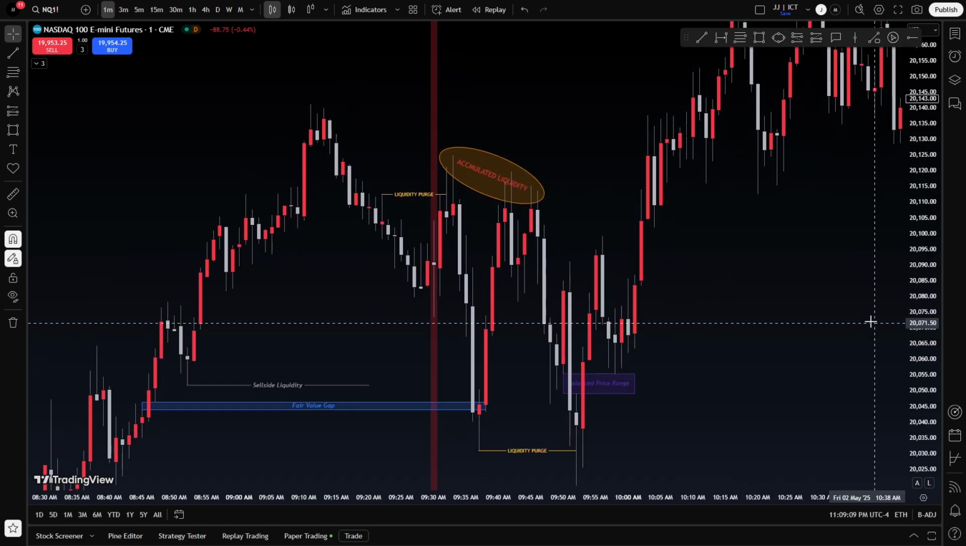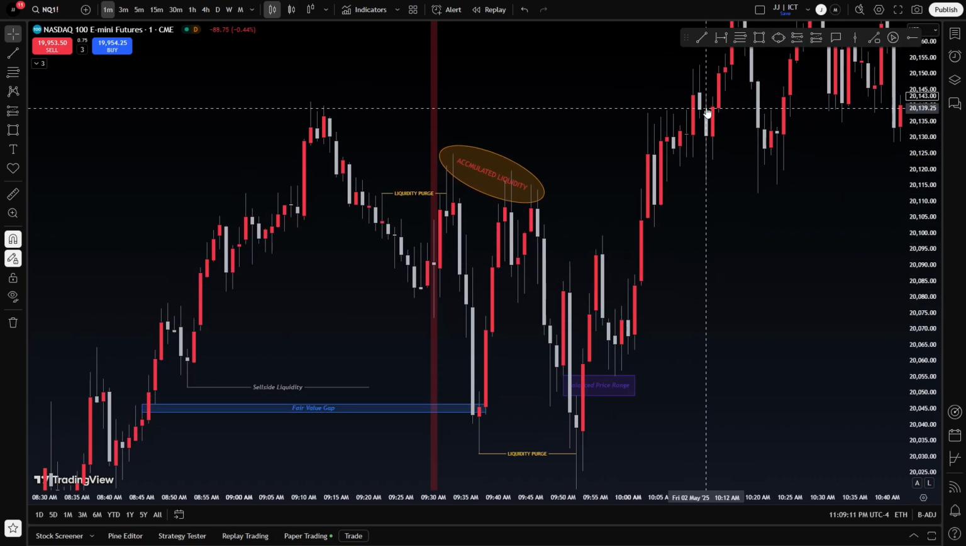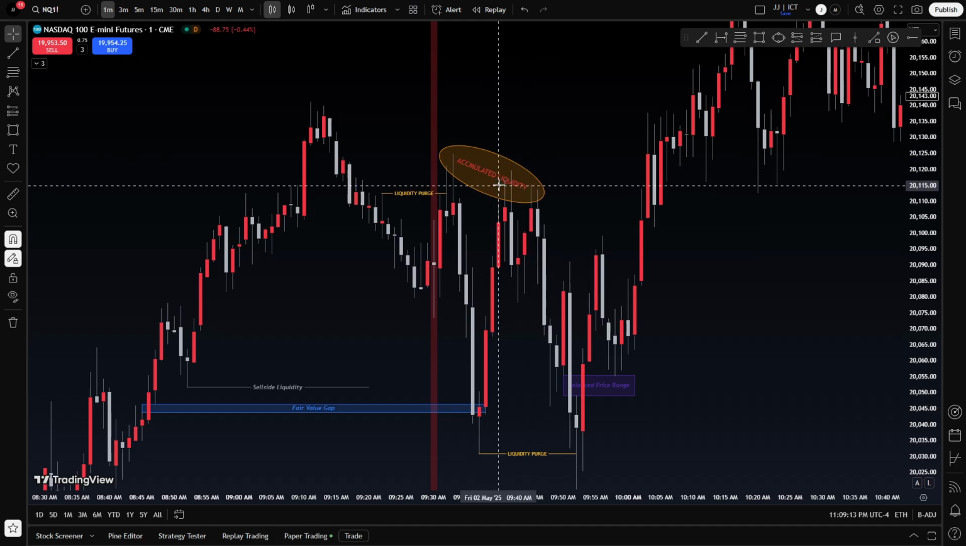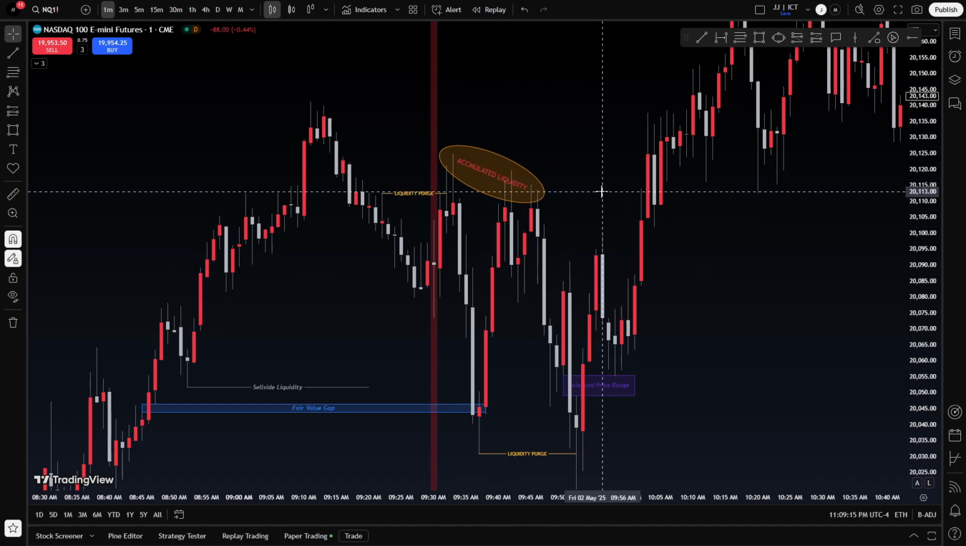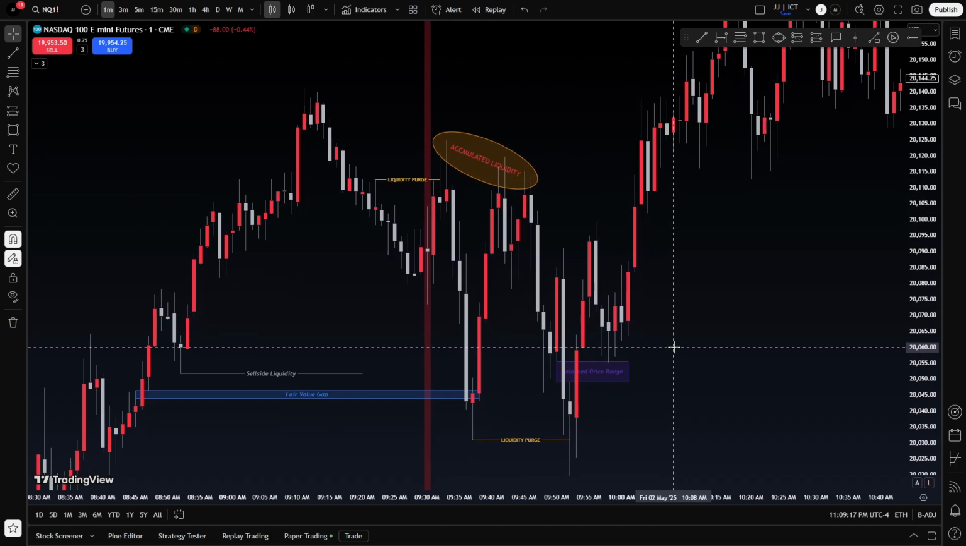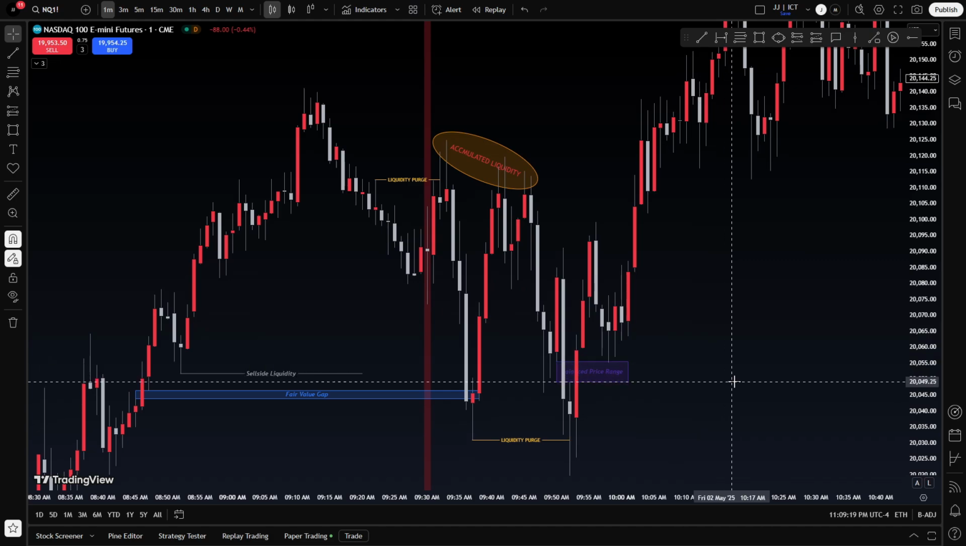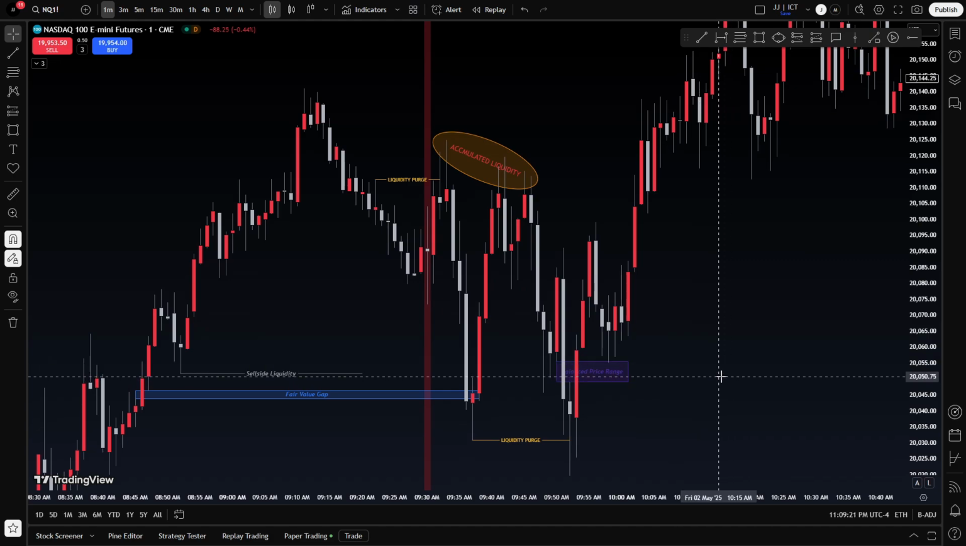Price goes into the balanced price range and sends higher into the accumulated liquidity right there. See how algorithmic and institutional this is? See how rigged these markets are? It's absolutely amazing, isn't it? But guess what? You're learning how to counter the riggedness of these manipulative markets.